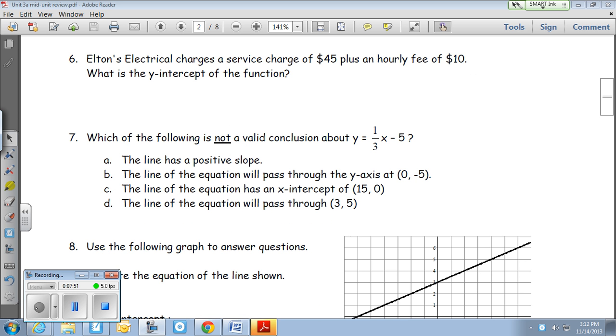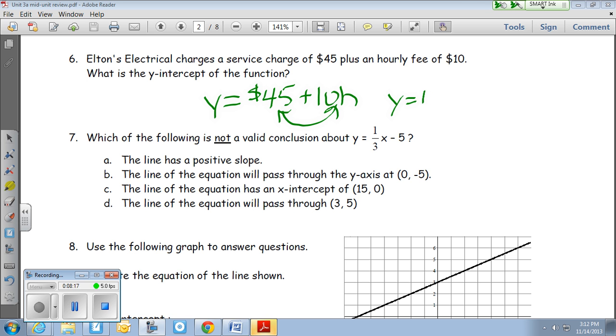All right, number 6. Elton's electrical charges a service charge of $45 plus an hourly fee of $10 an hour, and I would probably write that thinking $45 plus $10 an hourly fee. What's the y-intercept? Now, if I were to turn this into slope-intercept form, all I would need to do is exchange these positions right here. So y equals $10 an hour plus 45, 10 being my slope for every hour, and then my y-intercept would be 45. So that answers number 6.